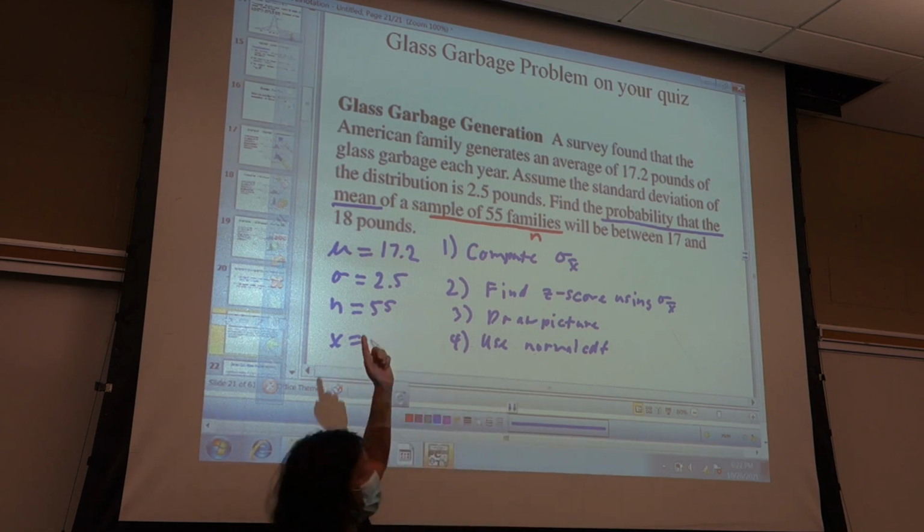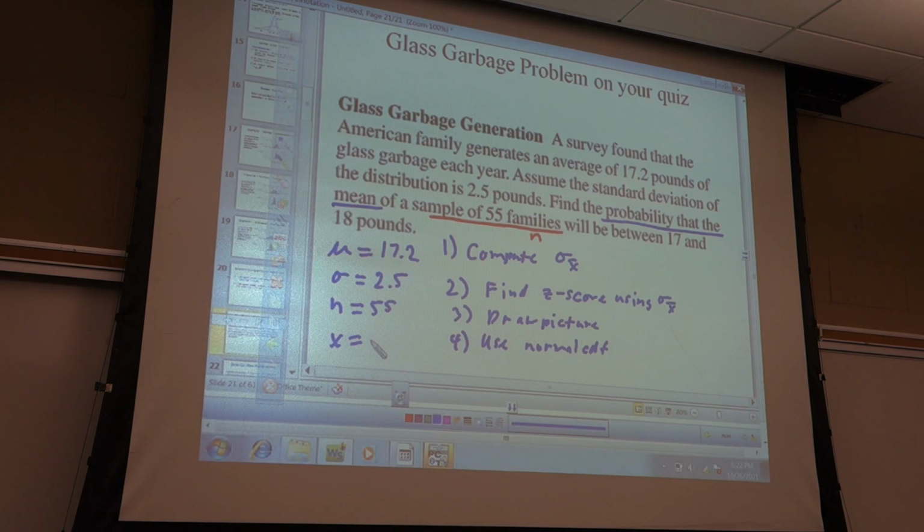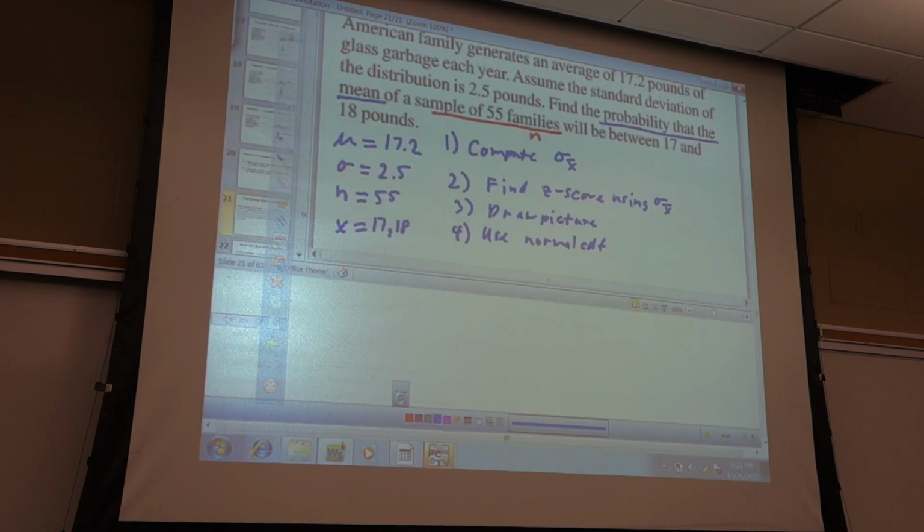So what we're looking for is 17 to 18. I think about these as calling them x's, so people will be less weirded out by them. That makes sense. So we'll call them 17 and 18. All right, so because it's central limit theorem, the very first thing we need to do is find our sigma x bar. Sigma over square root of n. 2.5 over square root of 55 and 0.337.